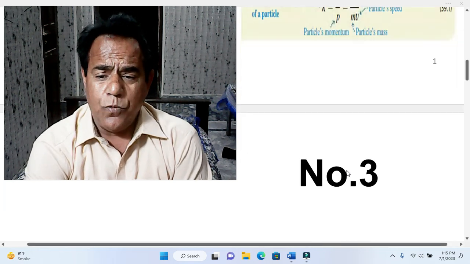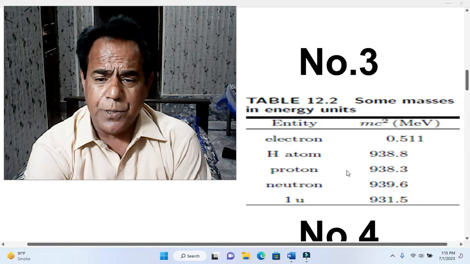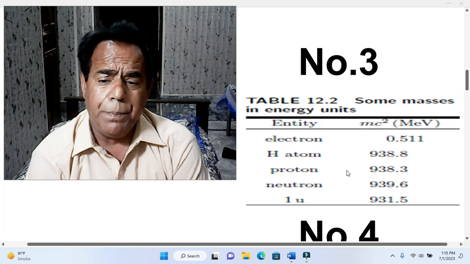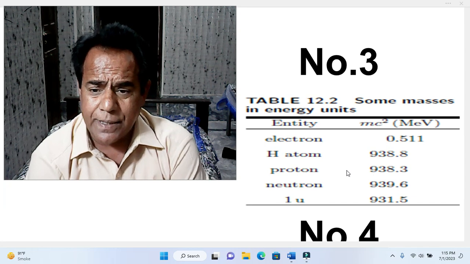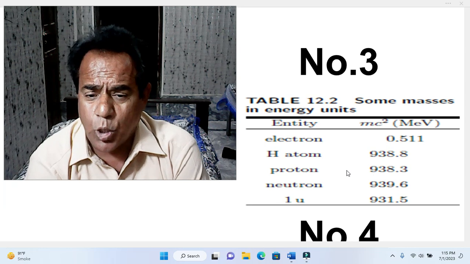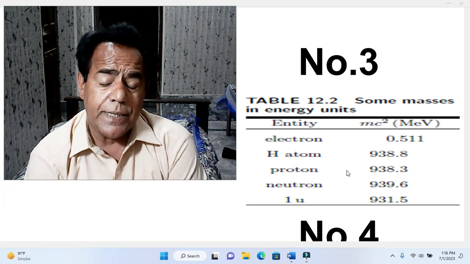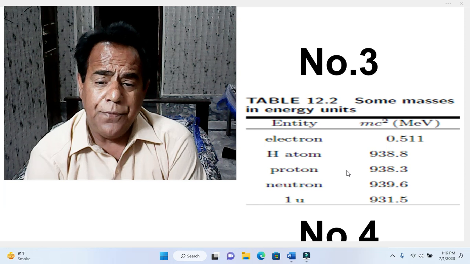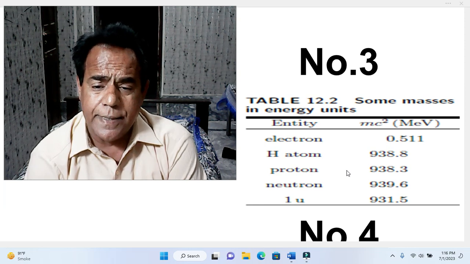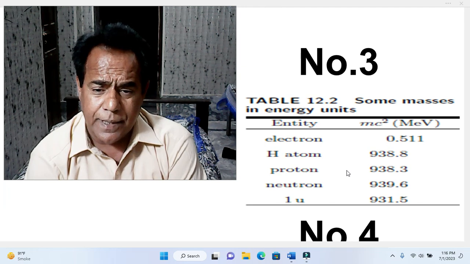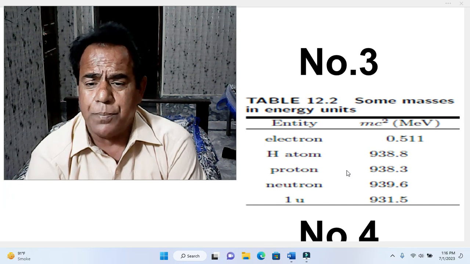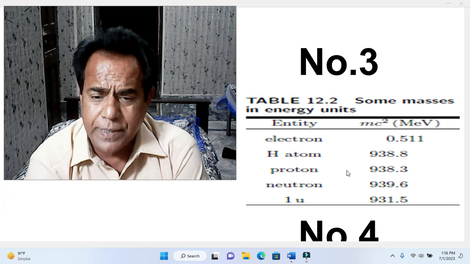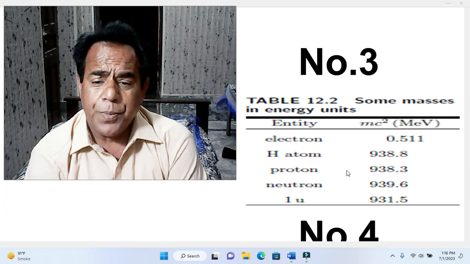Dear students, now we move to helping tool number 3: some masses in energy units, the entity mc square in million electron volt. From this table the value for the electron is under consideration. We are not for the time being concerned with serial numbers 2, 3, 4, 5 of this table. We are only concerned with serial number 1, that is electron.